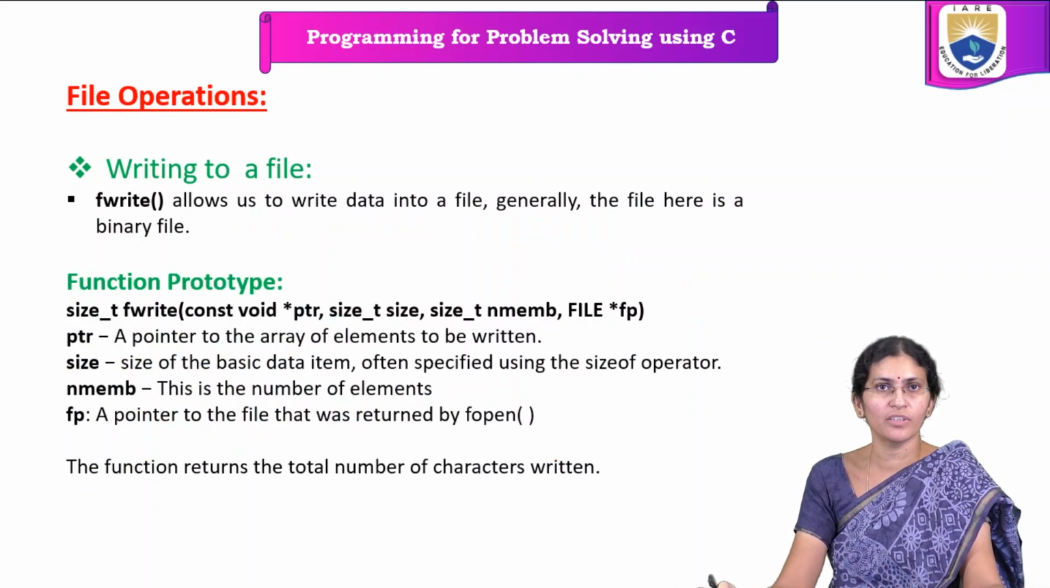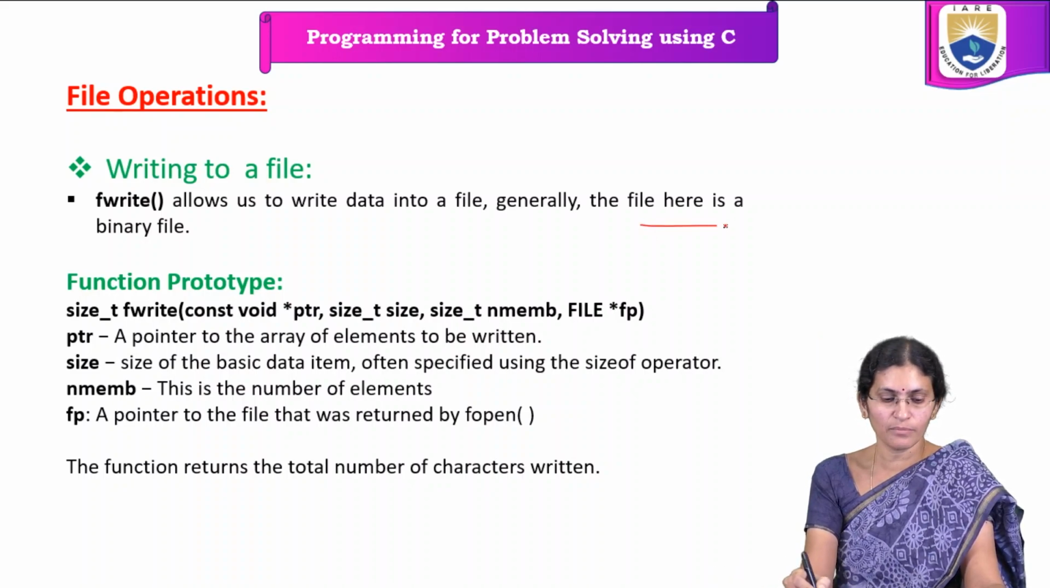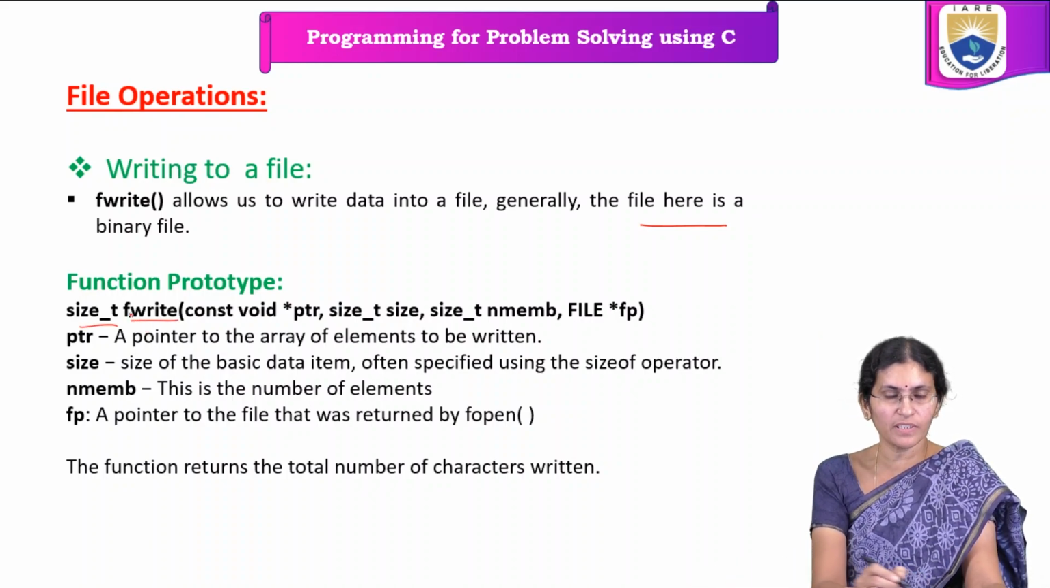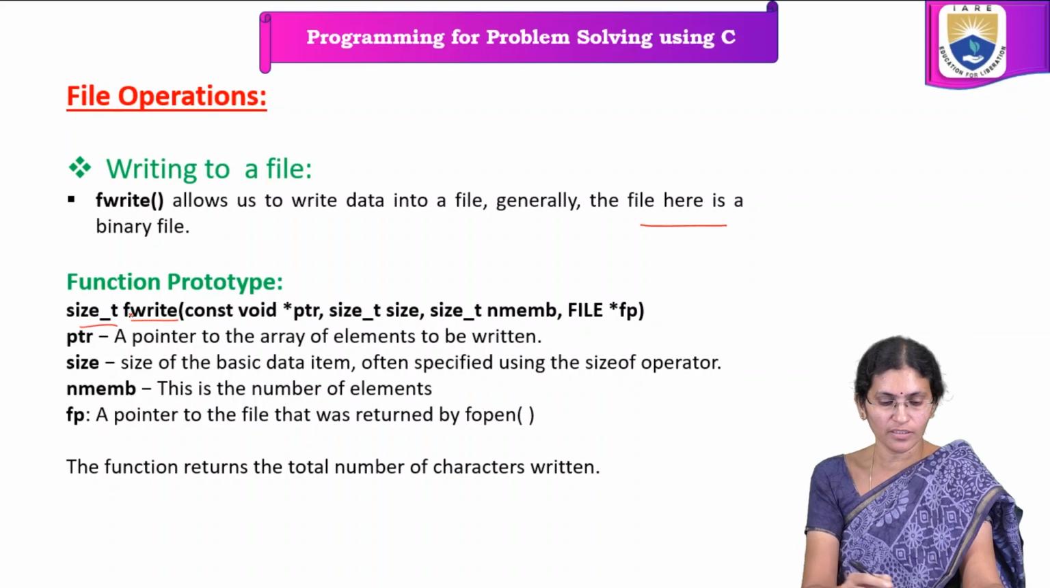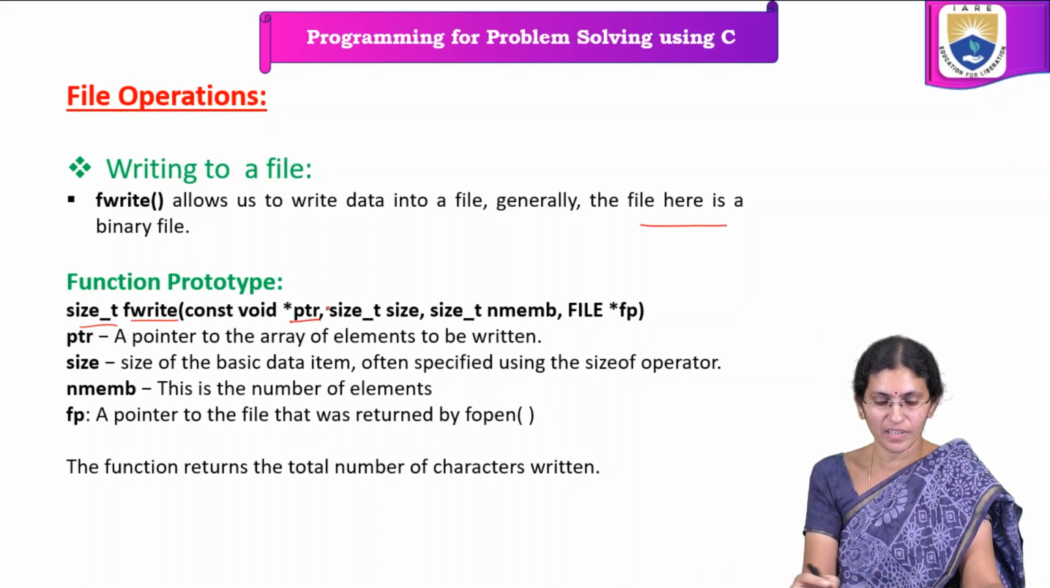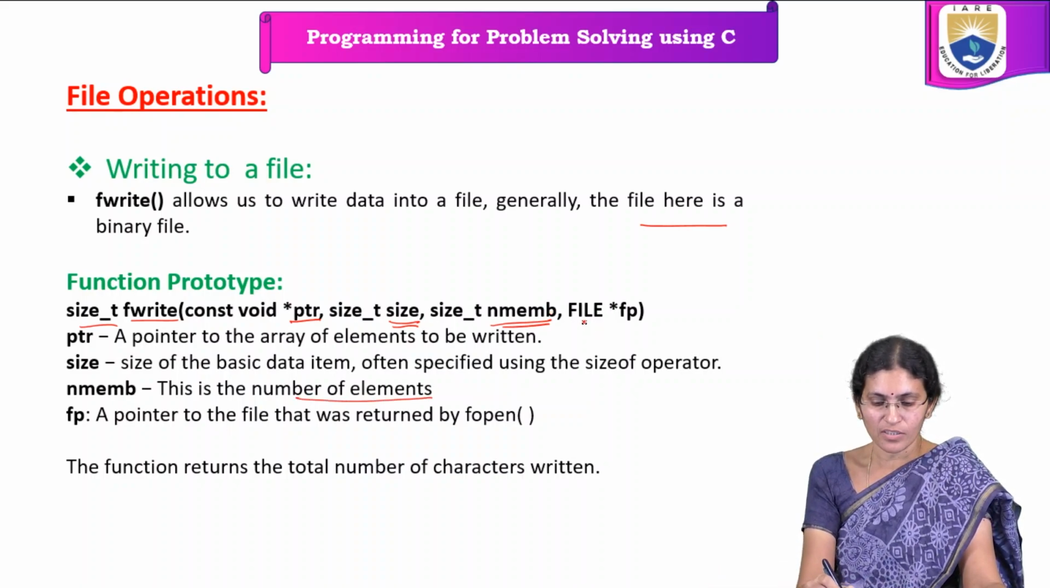Next one is the fwrite function. The fwrite function is also used to write data to the file. Generally the file here is a binary file. The function prototype has a return type of unsigned integer, and these are the arguments it takes. First one is a pointer variable. Next one is size, an unsigned integer. Next one is nmemb, which specifies the number of elements, and the last one is a file pointer.